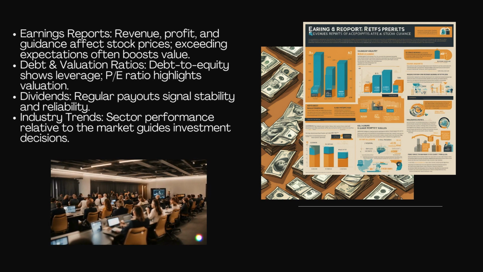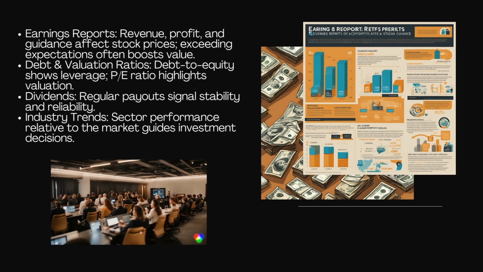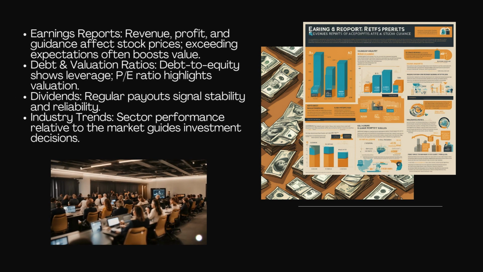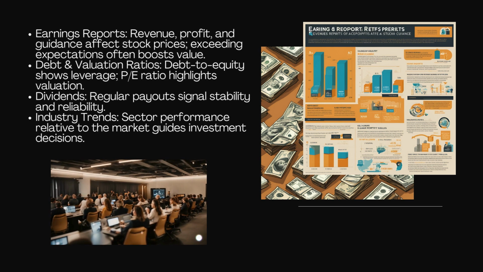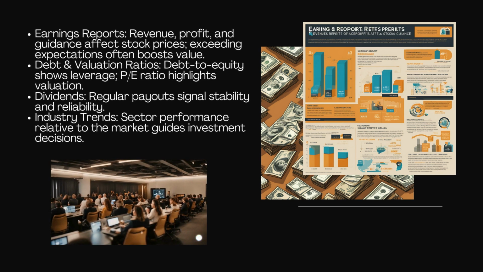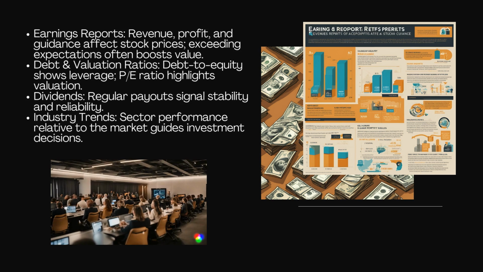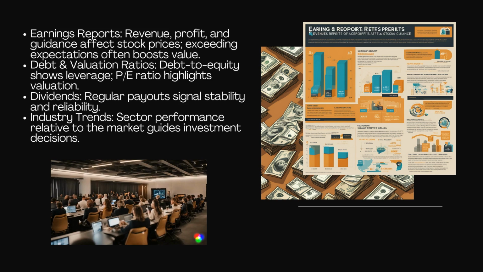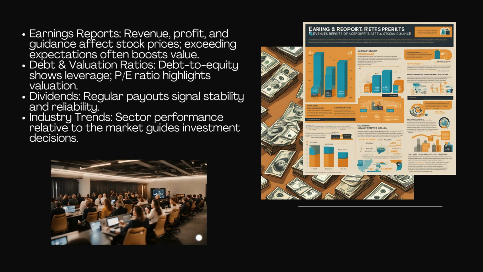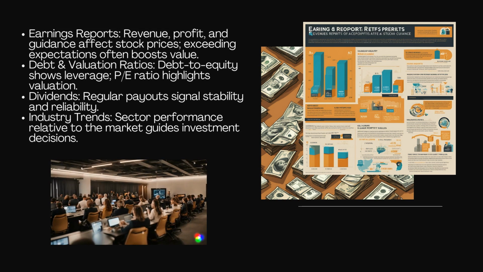Debt and valuation ratios. Metrics like the debt-to-equity ratio show how much debt a company holds relative to its equity. The price-to-earnings ratio indicates whether a stock is overvalued or undervalued. Dividends. Companies that consistently pay dividends are often seen as stable and reliable investments. Industry trends. Analyze the company's sector and how it's performing compared to the broader market.